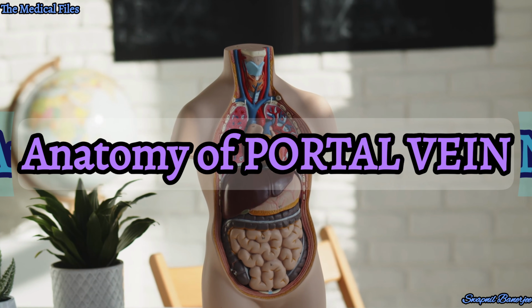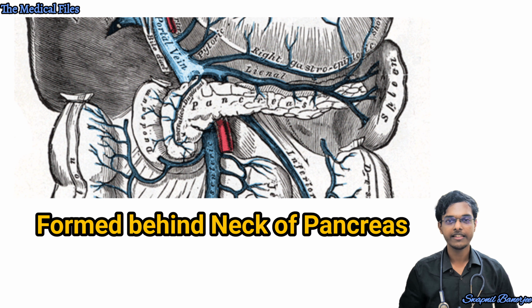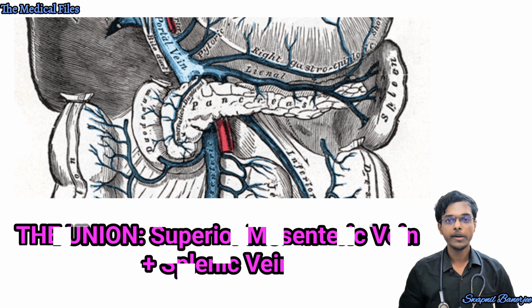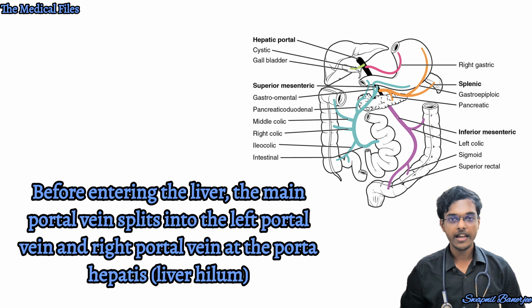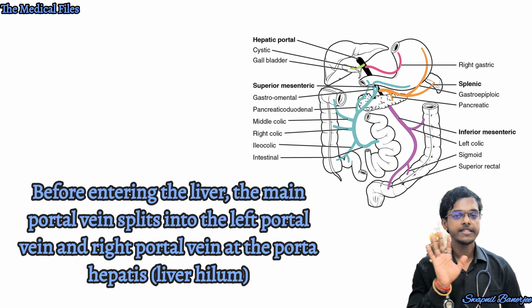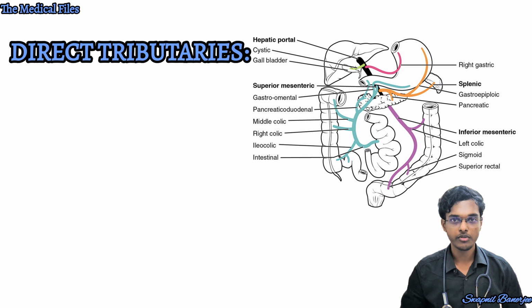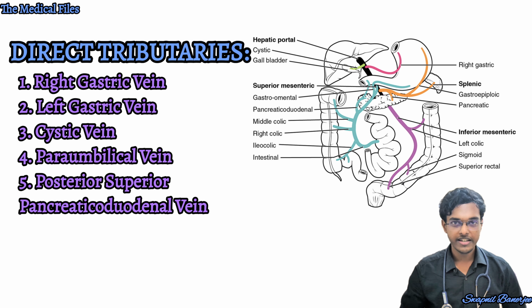So firstly, talking about the anatomy of portal vein. The portal vein is formed behind the neck of pancreas at the level of L1 vertebra, and it is formed by the union of superior mesenteric vein and splenic vein. In case of other veins, it takes the blood directly to the heart, but in case of portal vein, it passes the low oxygen but nutrient rich blood to the liver before it splits into right and left branches into the porta hepatis. It divides into 5 important tributaries that you will have to remember. They are the left and right gastric vein, the paraumbilical vein, the posterior superior pancreaticoduodenal vein, and the cystic vein.